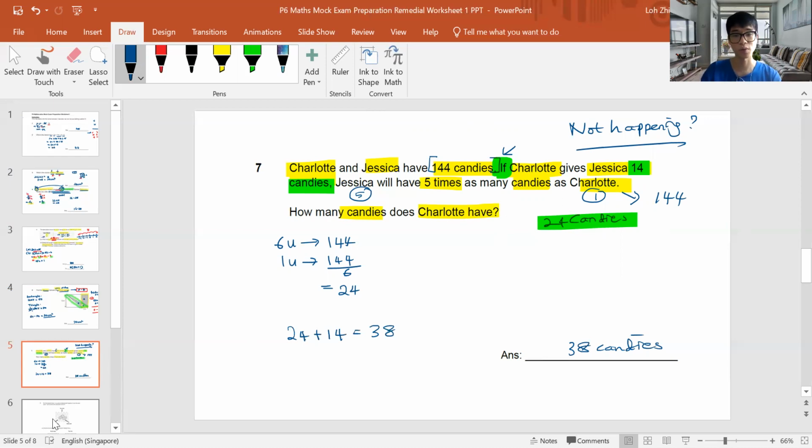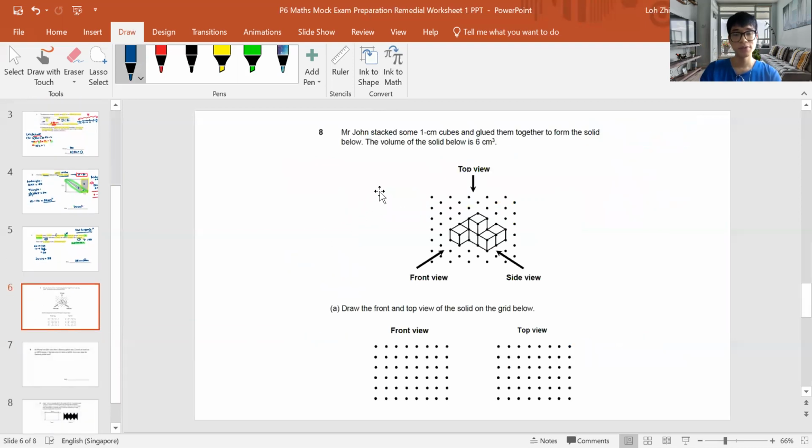Let's move on to the next question, question number 8. Here it says Mr. John stacks some 1 cm cubes and glues them together to form the solid below. The volume of the solid below is 6 cm³. Now, the keywords here are 1 cm cubes and 6 cm³. We know that this is 1 cm³, and I know the total volume of the solid here is 6 cm³. Means that now I have 6 1 cm cubes in the figure below.